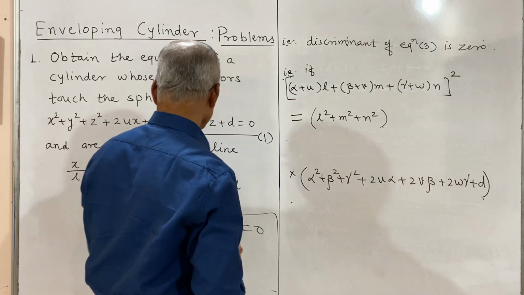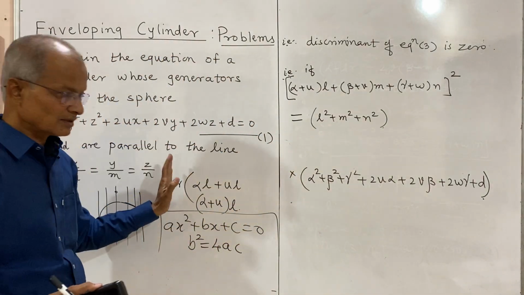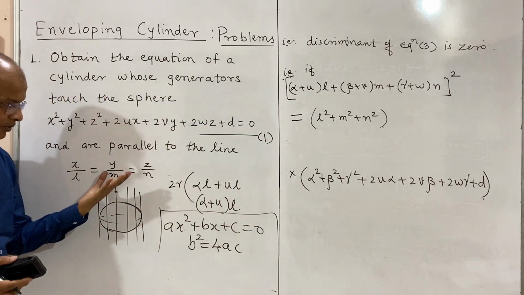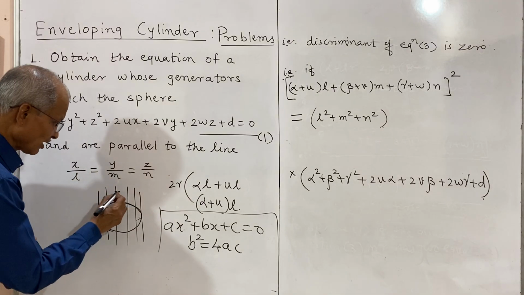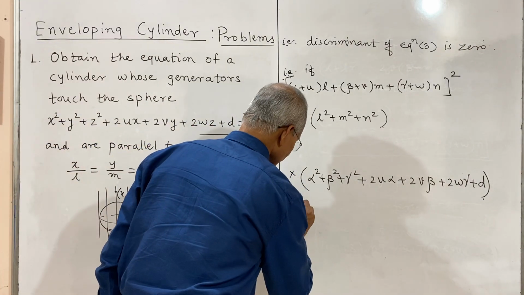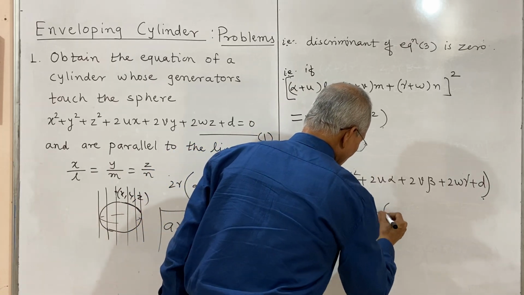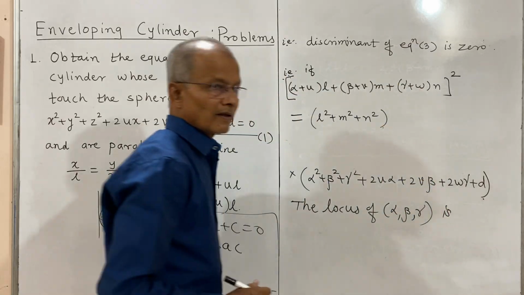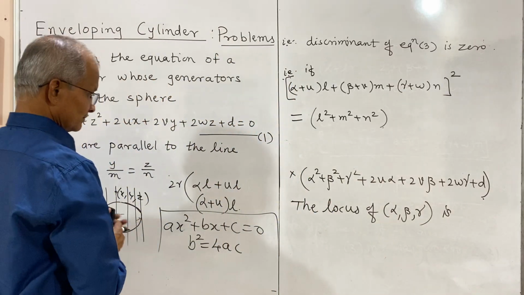So this is the condition for the point alpha, beta, gamma to lie on the cylinder, and therefore the locus of the point alpha, beta, gamma is obtained by replacing alpha, beta, gamma by the general point x, y, z.